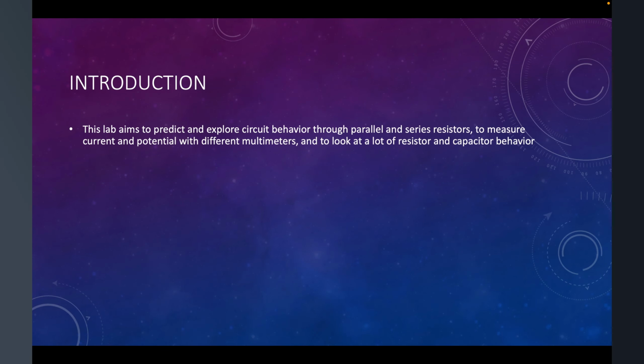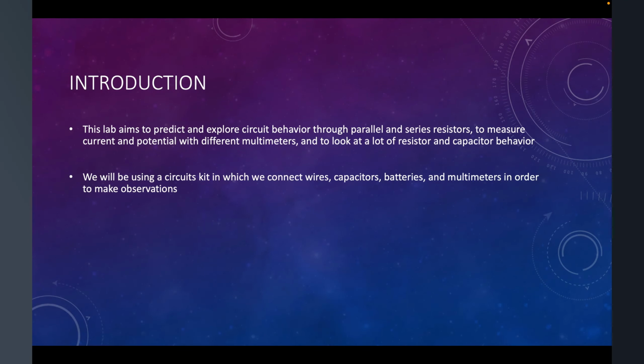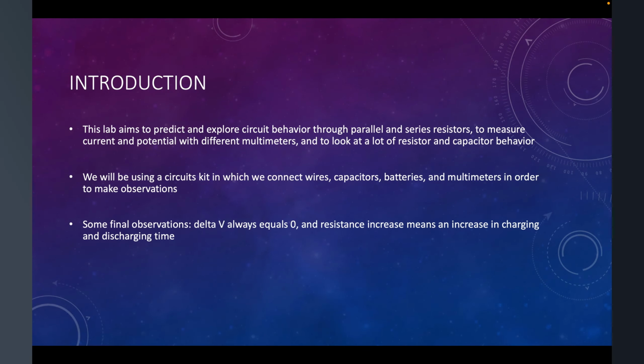So for my introduction, this lab aims to predict and explore circuit behavior through parallel and series circuit resistors, to measure current and potential with different multimeters, and to look at a lot of resistor and capacitor behaviors. We'll be using a circuit kit in which we connect wires, capacitors, batteries, and multimeters in order to make observations. Some final observations are that delta V equals 0 and a resistance increase means an increase in charging time. System circuit surrounding everything else.